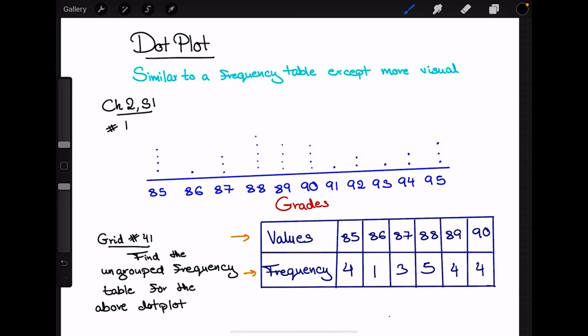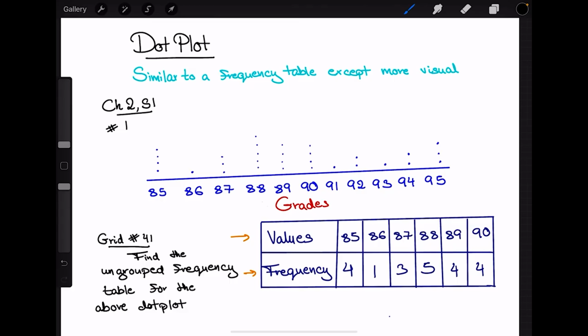Hey everybody, so for today's video I will be covering dot plot and stem and leaf plot. Now a dot plot is pretty similar to a frequency table in which they show how many times a single value appears, except it portrays these values in a more visual way.